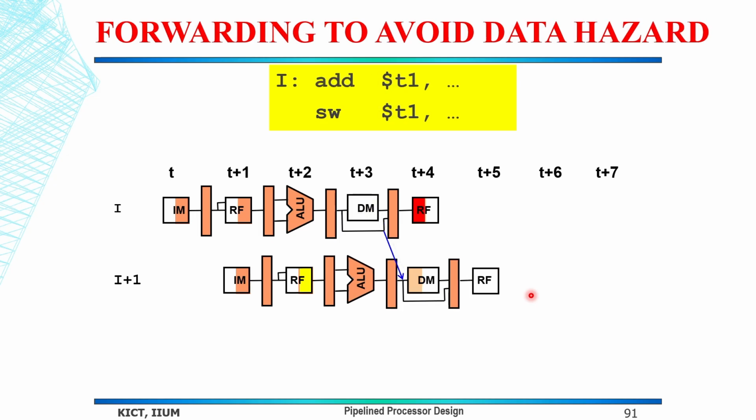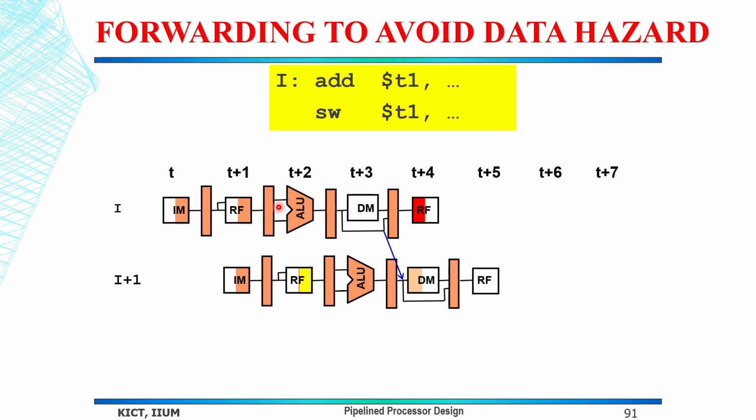So here is another example. We have add $t1 and then we have store word $t1. This is also read after write. The actual value of $t1 is going to be written in the write back stage of t plus 4. But the value is already available at the end of the execution stage at t plus 2. So it can be available over here.